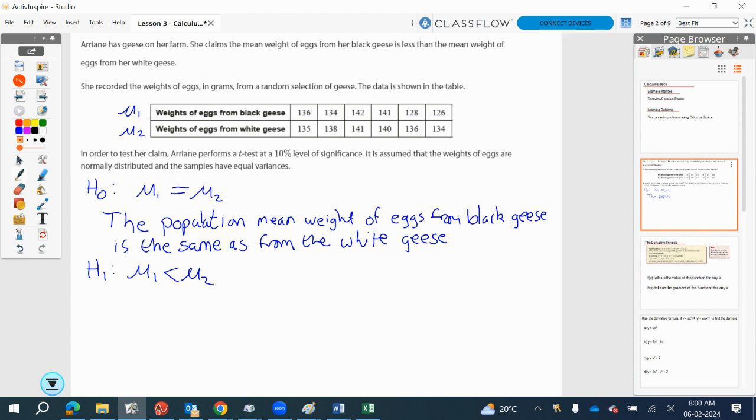What do we get as our values? Mine? Let's try and focus, please. Let's try and focus, everyone.